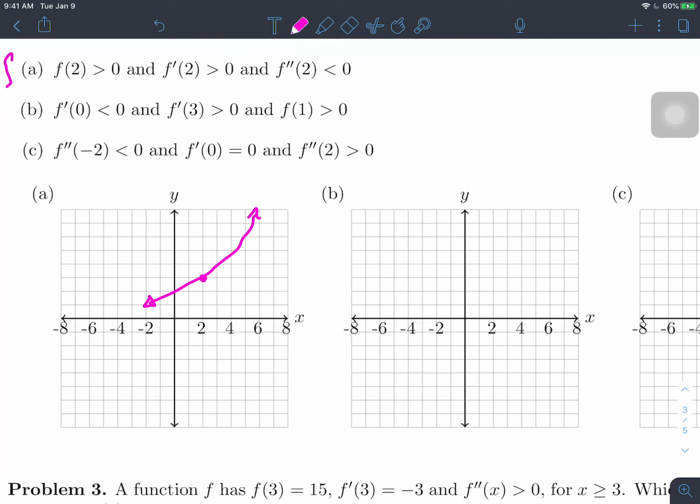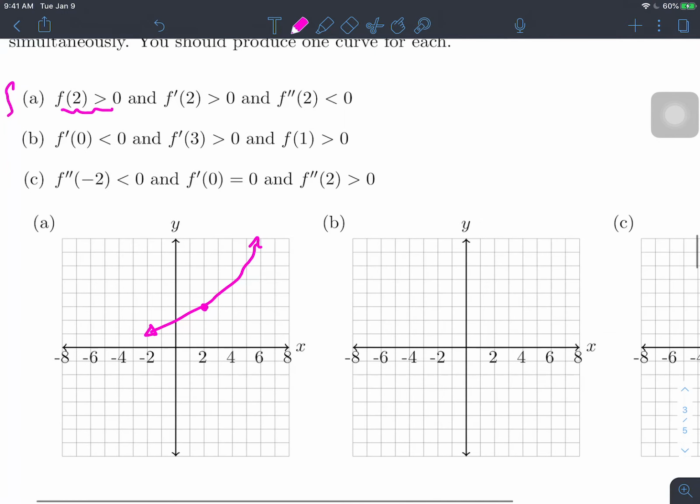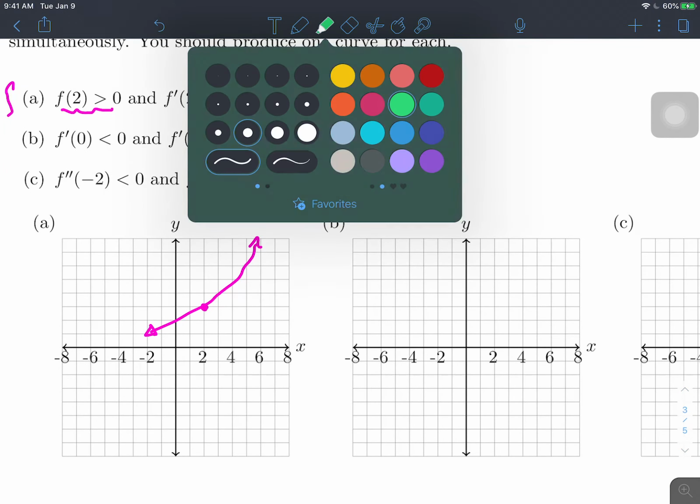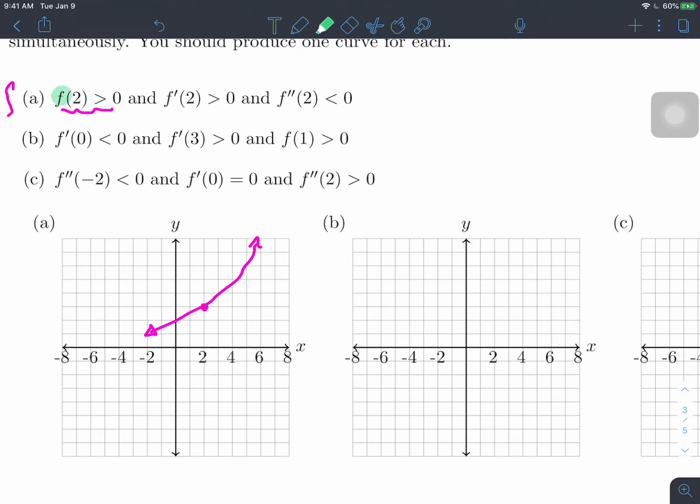Okay, what do we think about that? Why don't we go through the three pieces of the problem? Thank you very much, Kevin. First of all, we've got f of 2 is larger than 0. Do we agree that this graph satisfies this first property? I think so, right? Because we lie above the x-axis.